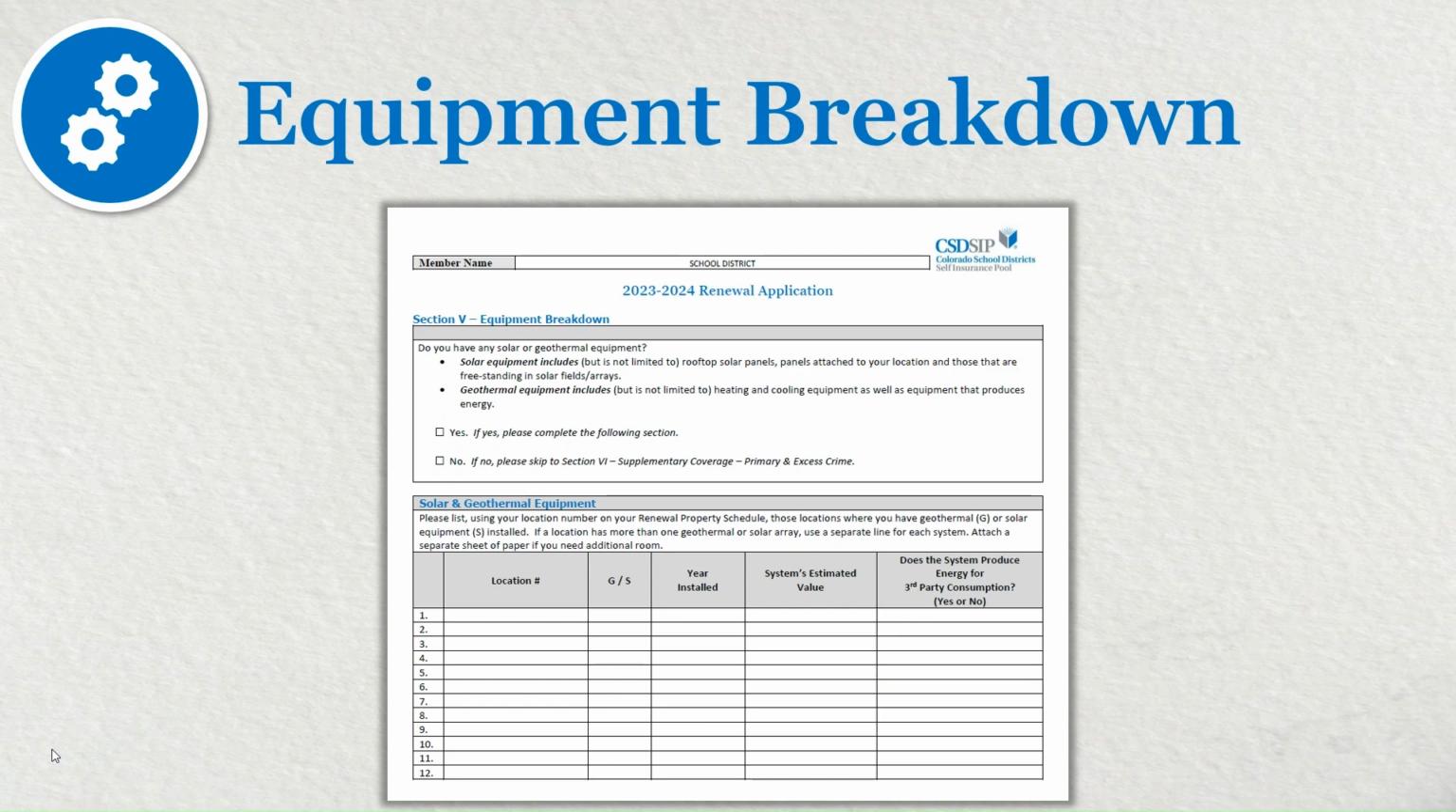Some of this information you may not know, so we recommend that you ask your maintenance director or facilities manager for help. For any solar panels or geothermal systems you insure, we will need to know the location number for where they are kept, the year they were installed, how much the system is valued for, and if you sell any of the energy produced for third-party consumption. The location number can be found on your property schedule, which we will go over in another video. If you do not have any solar panels or geothermal systems, simply select the No checkbox and move on to the next section.